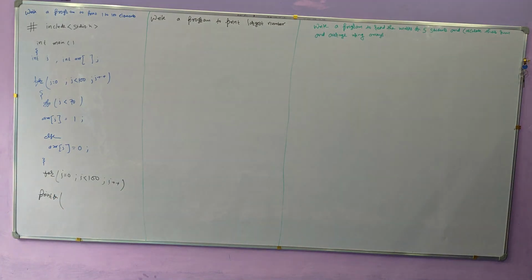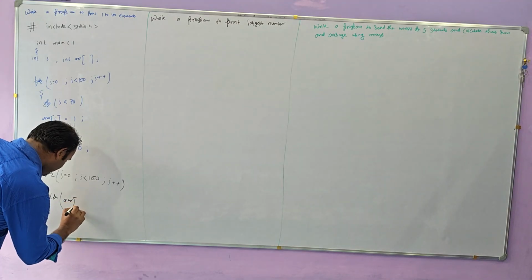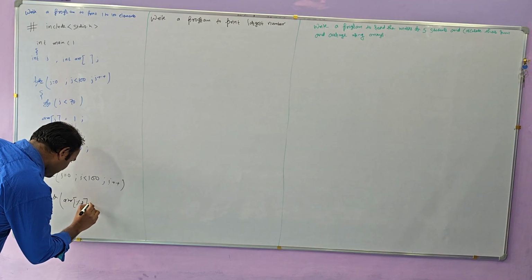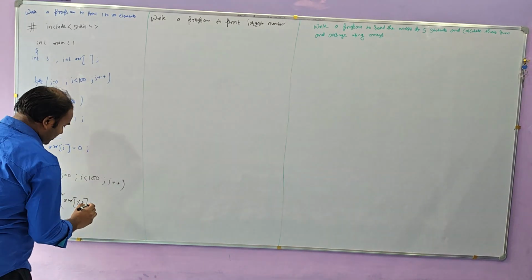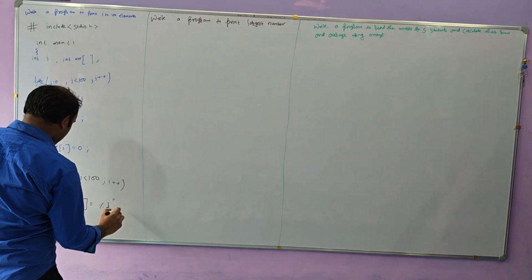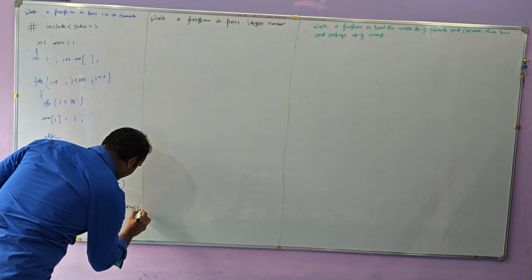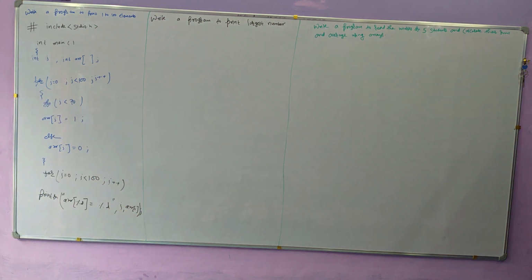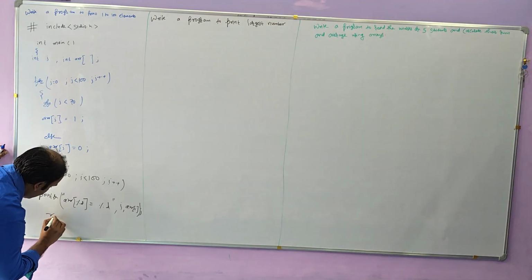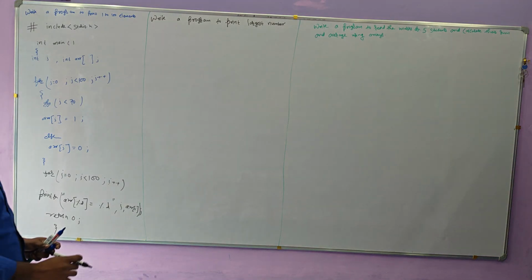Now the printf statement. We can write printf ar of %d is equal to %d, with i and ar of i, and return 0. That's it. The program is finished.